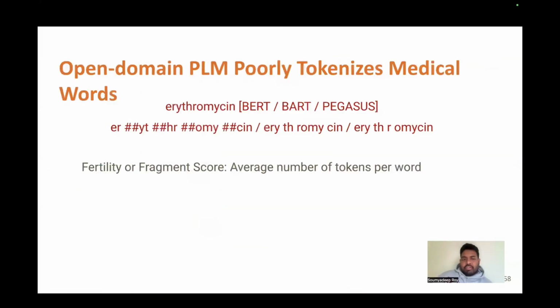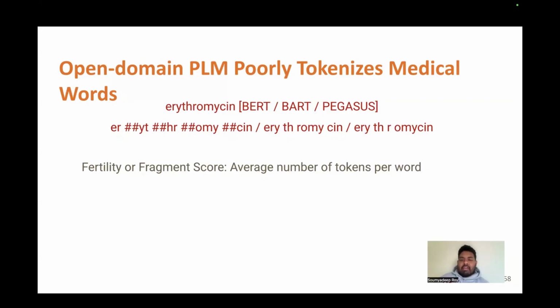And when it faces a new word, for example, erythromycin, right? If it is given to BERT, BART, and Pegasus, each of them has their own tokenizer, and this is how it is broken down. You can see erythromycin is broken down into these five subwords or tokens, right? And this term is known as the fertility or the fragment score.